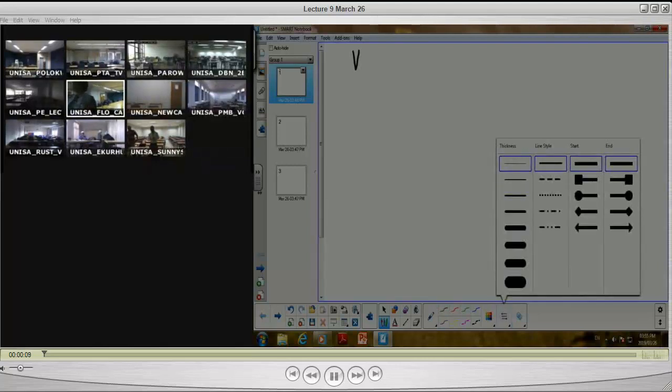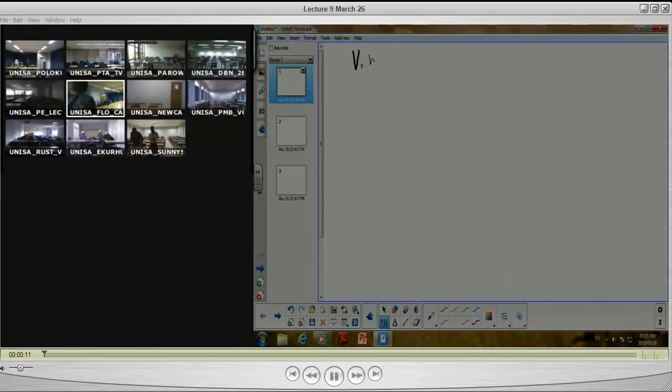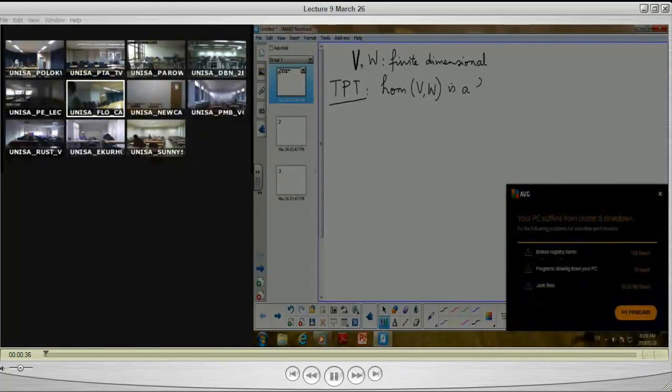You are only given that V and W are finite dimensional. If I'm not wrong, right? Yes, sir. And you have to prove that this is a finite dimensional vector space. Oh, so we have to prove.